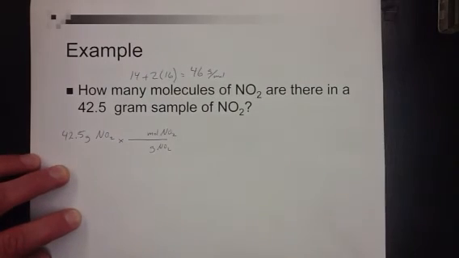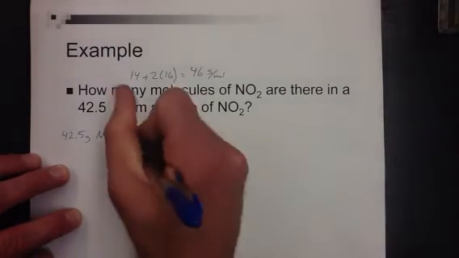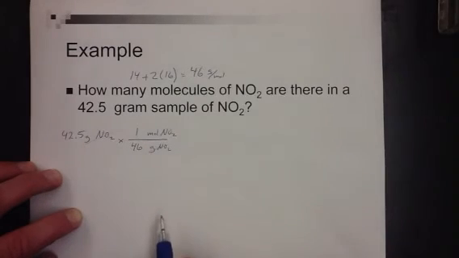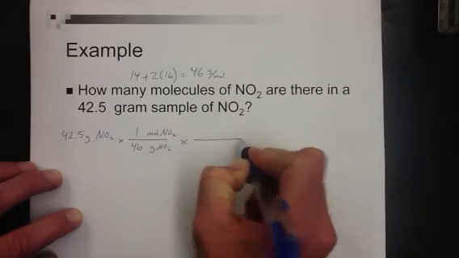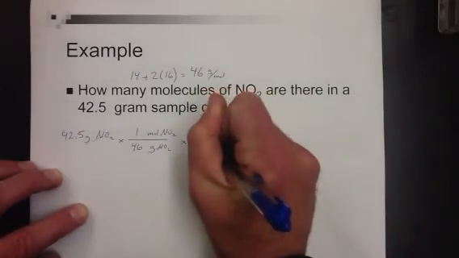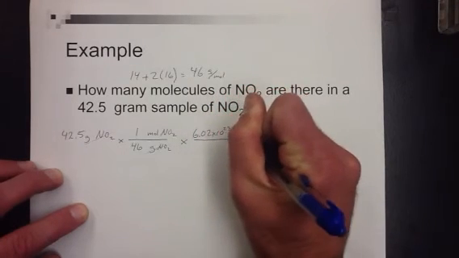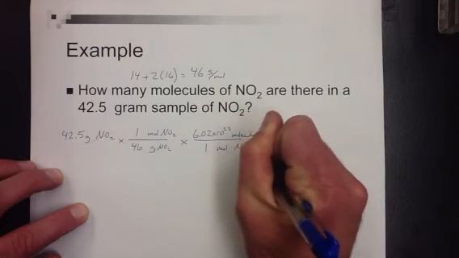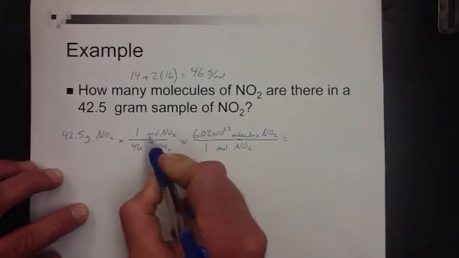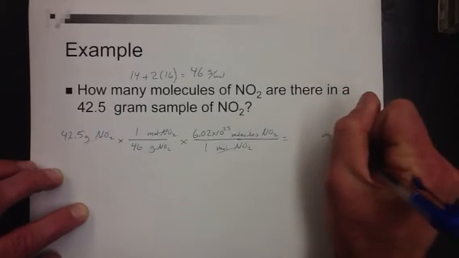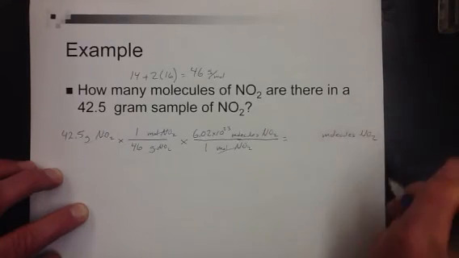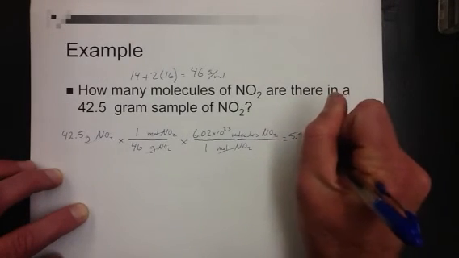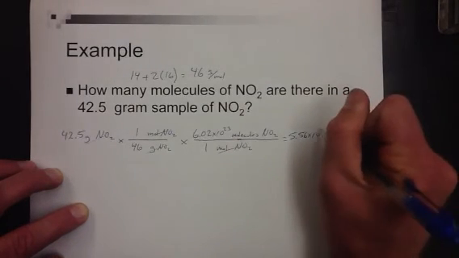So that means if you have 1 mole of nitrogen dioxide, it would have a mass of 46 grams. So we put the 46 grams right here, 1 mole right there. That way grams of NO2 can cancel out, and you convert it into moles of NO2. Then our second step, we want to get the number of particles, in this case molecules. So 6.02 times 10 to the 23rd molecules of NO2 for every 1 mole of NO2. We have it set up so that moles can cancel out, and then in the end you'll get molecules of NO2. And when we do this on our calculators, we get 5.56 times 10 to the 23rd.